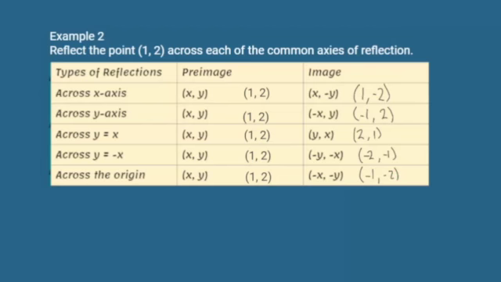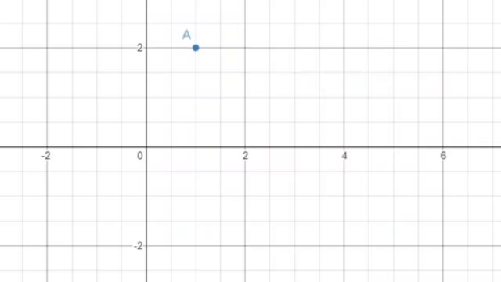All right, so let's take a look at a couple of visuals. So we have point A right here at 1, 2. So I'm going to show you a visual of each of those reflections. So the first one we did was across the x-axis. So it's now down here. So it didn't move left or right any, just moved down.